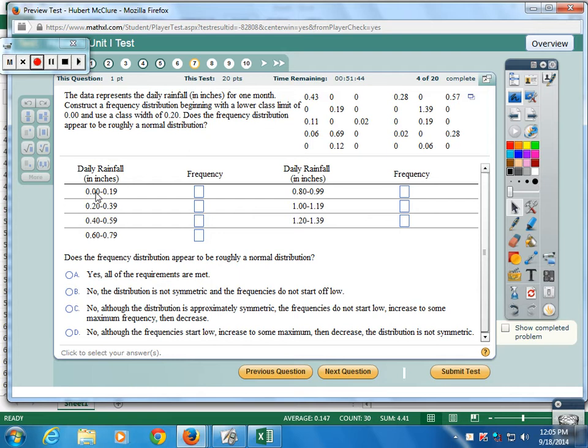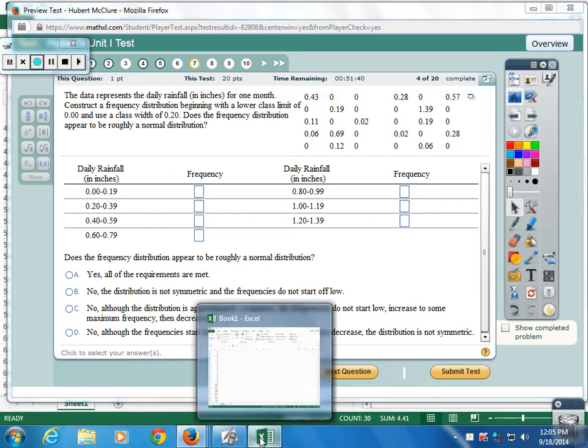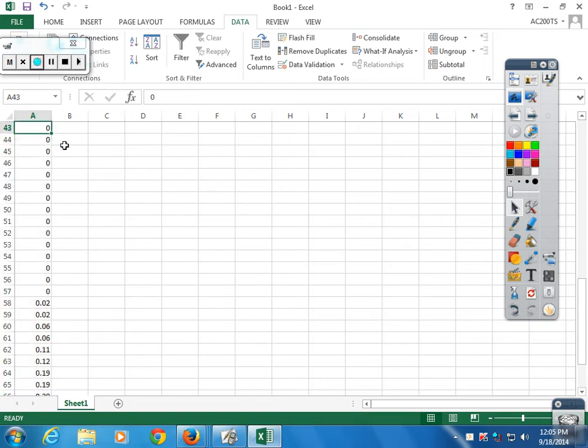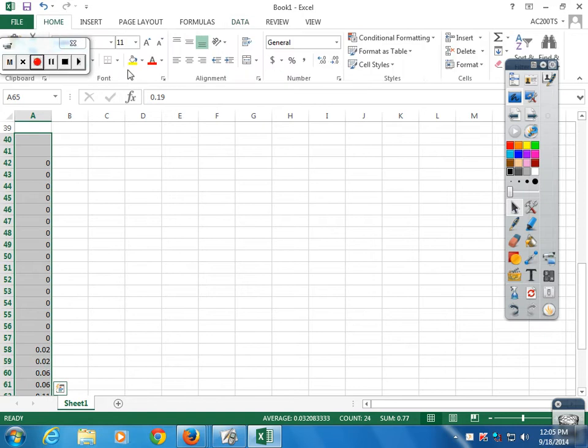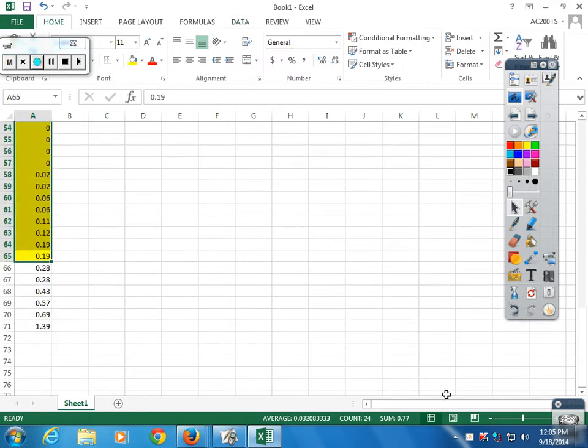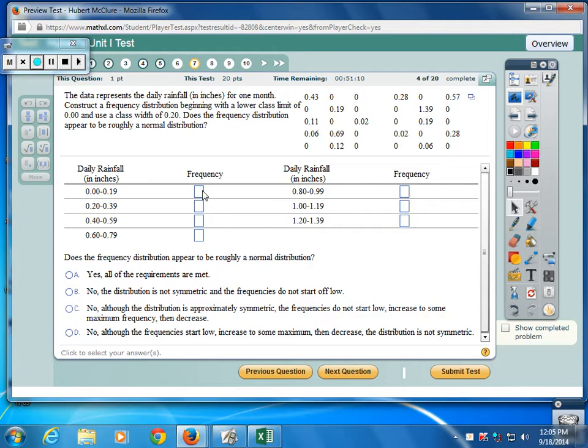0 to 19. 0 cents to 19 cents. So you go back to your spreadsheet. 0 to 19. 1, 2, 3, 4, 12, 13, 14, 15, 16, 17, 18, 19, 20, 21, 22, 23. And I'm just going to color those so I won't count them again. Yellow. How many did I count? Thank you. And that's 23.